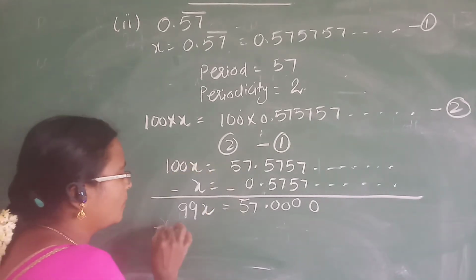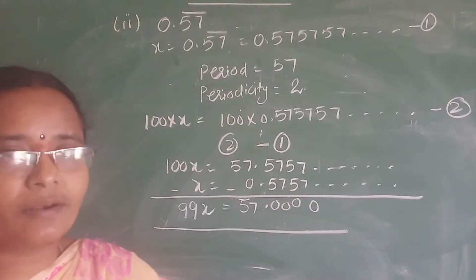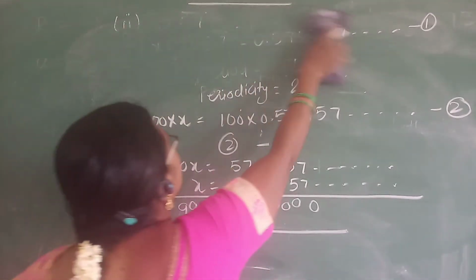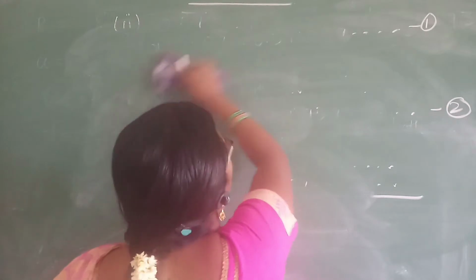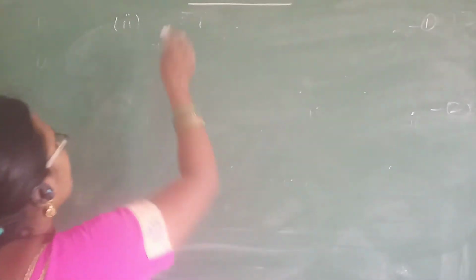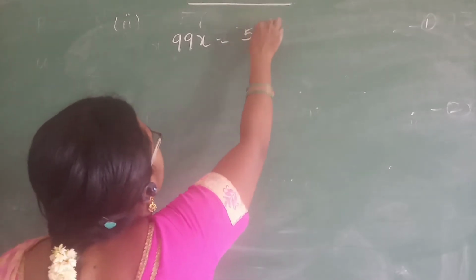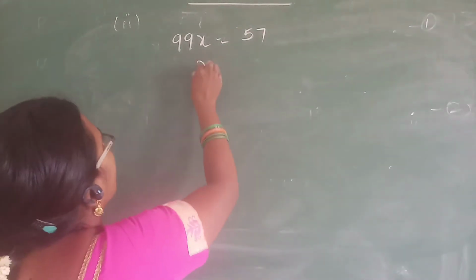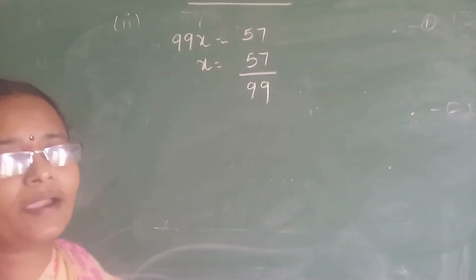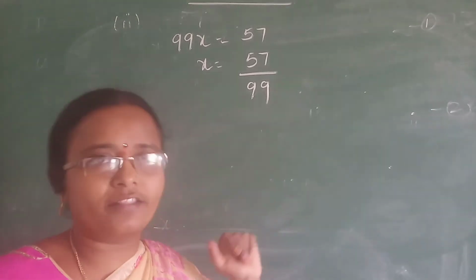which is 99x. Now I want the value of x here, nothing but the question 0.57 bar. So 99x is equal to 57. Now I want the value of x, so x is 57 by 99. We can stop the value here or we can continue further also.